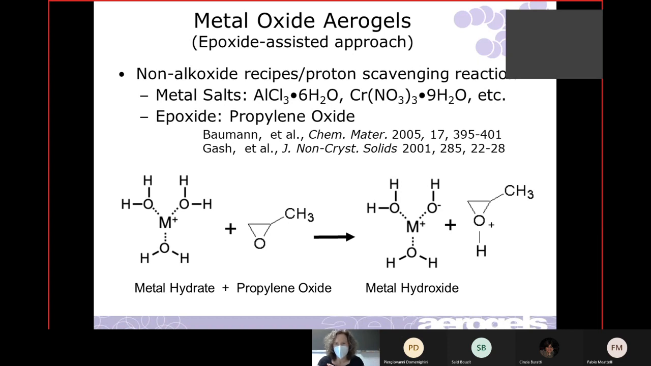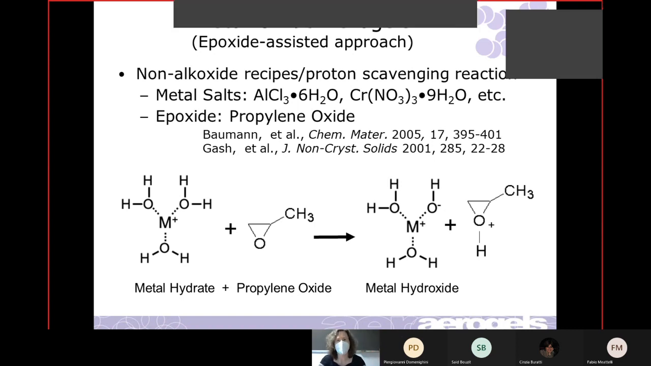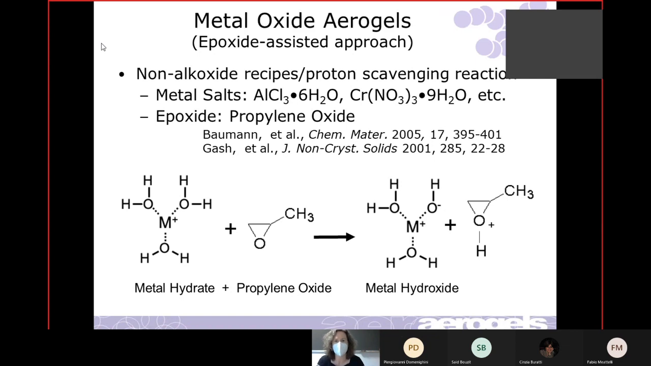So I think what we'll do is we'll talk about this one, and then we'll take a break, and we'll come back and revisit it. So this is a non-alkoxide recipe. What we're doing instead is we're going to start with some sort of metal salt. So we could start with an aluminum chloride salt or chromium nitrate.